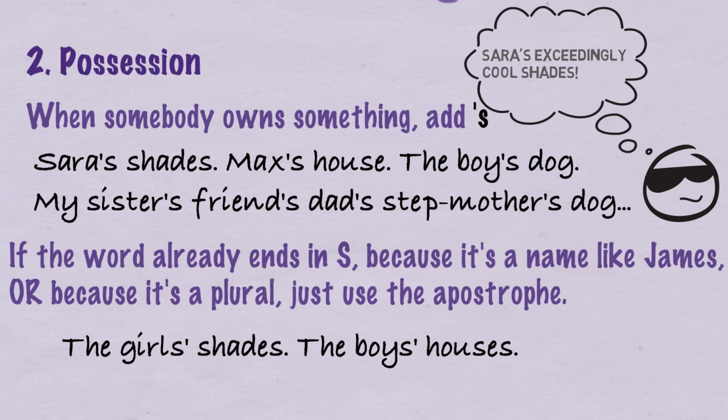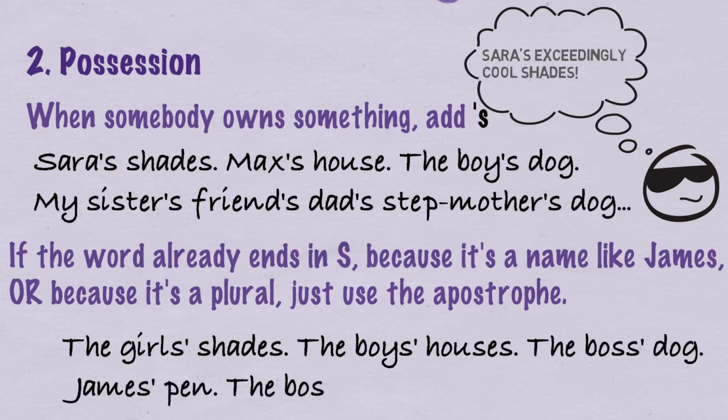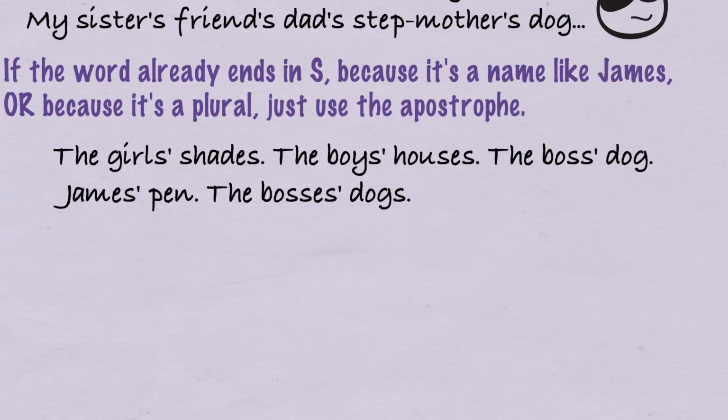So the girls' shades. The word girls is plural. It has an S as part of the plural word. You just put an apostrophe after it. The same with the boys' houses, the boss's dog. It's still true even when we get to the bosses and we've added ES to make boss plural. You still just put the apostrophe after the S. So the bosses' dogs, you've got plural bosses, but you still only have one apostrophe.